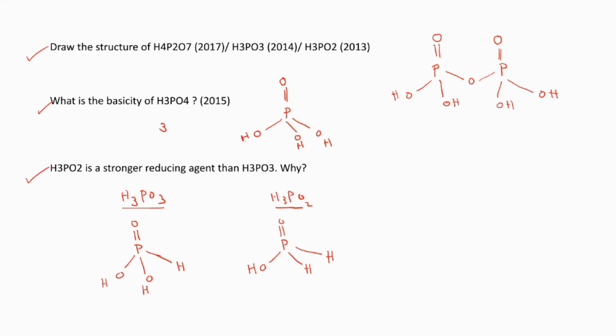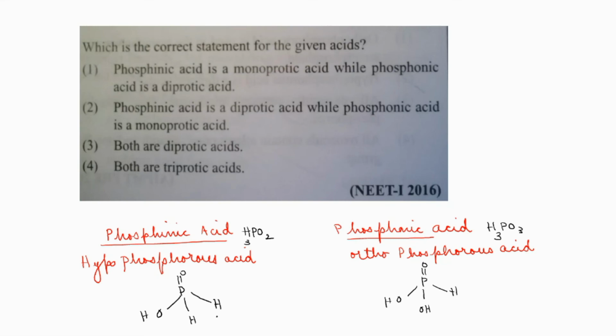See the next question. H3PO2 is a stronger reducing agent than H3PO3. Why? See, we have already drawn the structures. This is H3PO3 and this is H3PO2. We have already discussed that reducing property depends upon the number of hydrogen atoms which are directly attached to phosphorus. In H3PO3, only 1 hydrogen is attached to phosphorus. Here 2 hydrogens are attached to phosphorus in H3PO2. Due to the presence of 2 P-H bonds, H3PO2 will be a better reducing agent, you can tell. Got it? Yes.